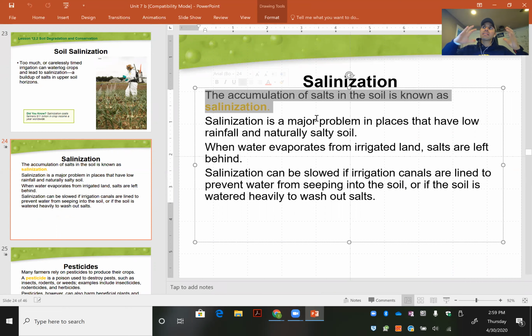Now think about a nice, hot, sunny day. The sun is hot, and that will evaporate more water. Water evaporates, but the salt is left behind. So you get the accumulation, the buildup of these salts in the soil. That's soil salinization for you.